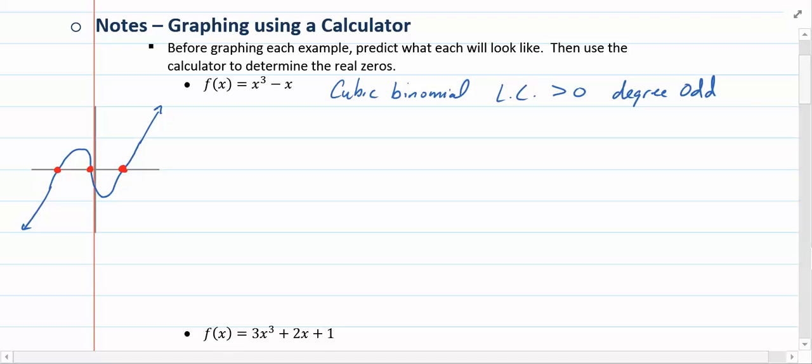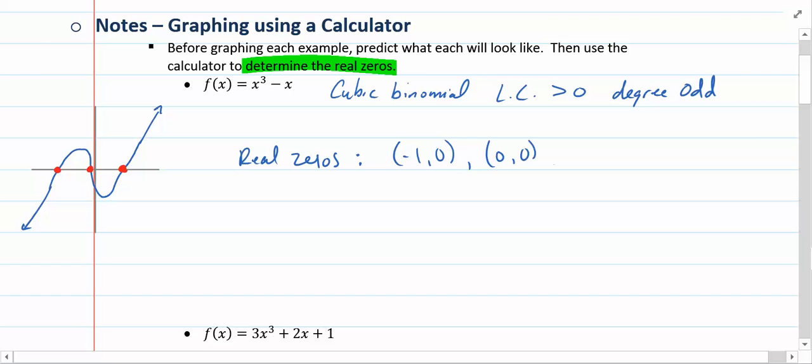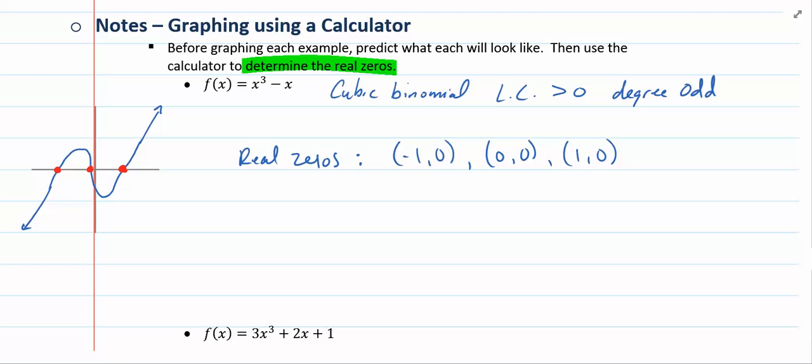So as an answer here, since we were asked to find the real number zeros, we'll say that real zeros are at (-1, 0), (0, 0), and (1, 0). And that would be a good solution to problem number 1.